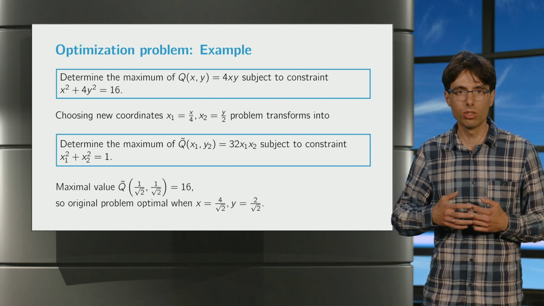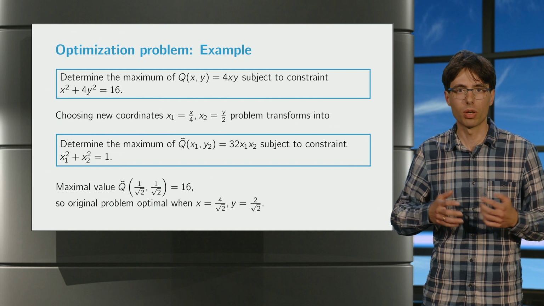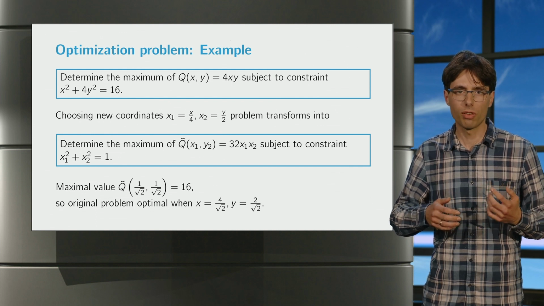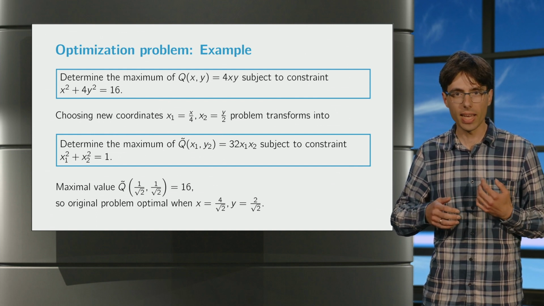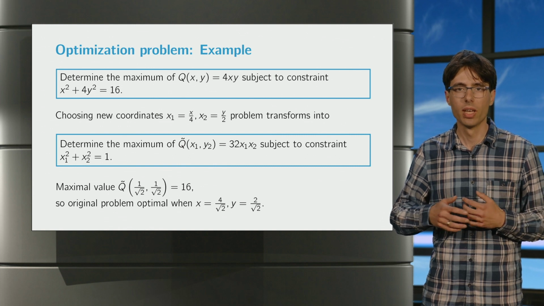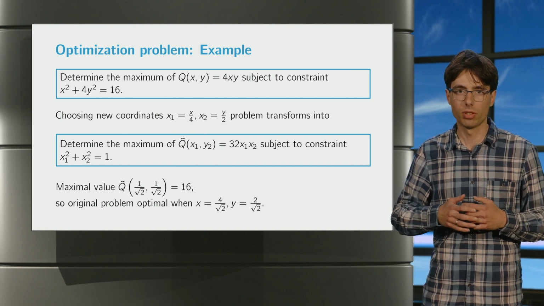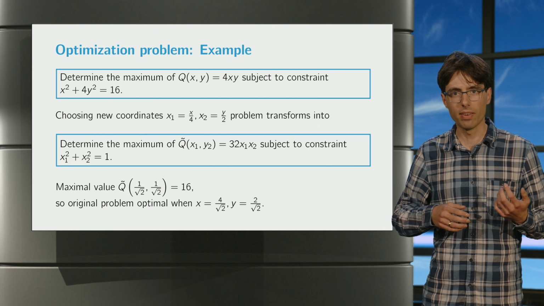Of course, this is also the maximal value of the original problem. So the original problem is solved optimally when x is 4 over the square root of 2 and y is 2 over the square root of 2. And the corresponding area equals 16.